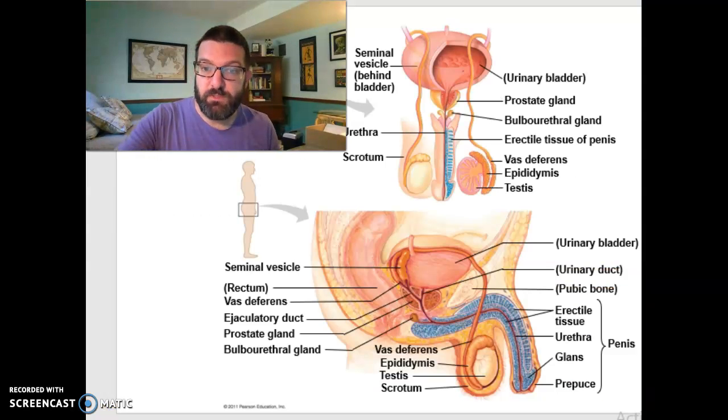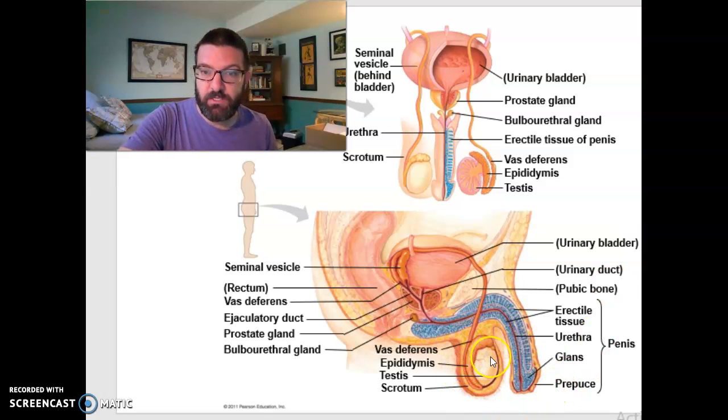The male reproductive system is much more external than the female reproductive system. So we all know about the penis and its main function, aside from urination, which is the day-to-day thing, because the urethra is a pathway for both urine and also sperm. But its main reproductive function is to deposit sperm into the female reproductive tract.